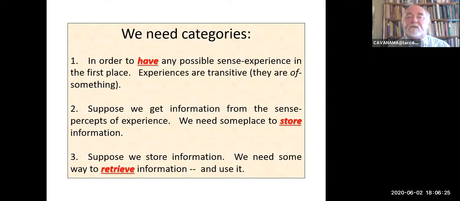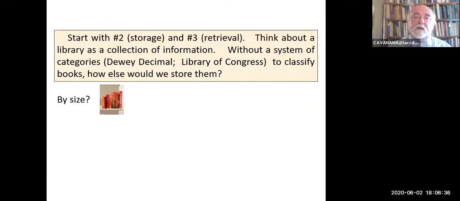Suppose, secondly, we get information from sense percepts, as the empiricist tradition tells us, but we have to then have some place to store it. And once we've stored our knowledge, we need to have a way to retrieve it. Categories do all three of these things. Let's start with storage and retrieval. Think about a library, okay? A library is a collection of information, but we have a retrieval system. We have either the Dewey Decimal System or Library of Congress, they work equally well. If we didn't have that, how else could we store books in a library?